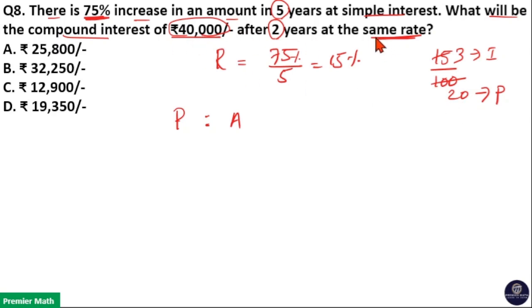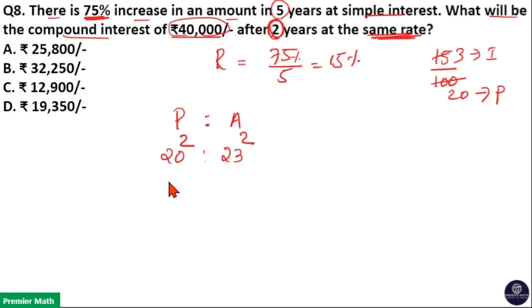Here compound interest is calculated at the same rate. That's why principal is equal to 20 parts for 1 year and amount is equal to principal plus interest, that is 20 plus 3, 23 units for 1 year. Now we need to calculate compound interest for 2 years. So take the square of 20 units and 23 units.